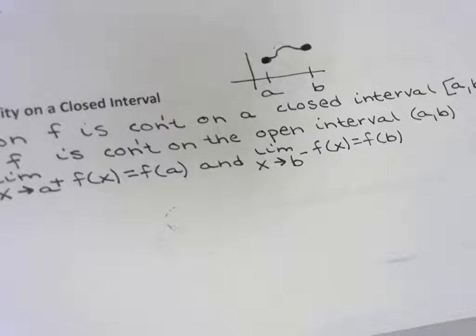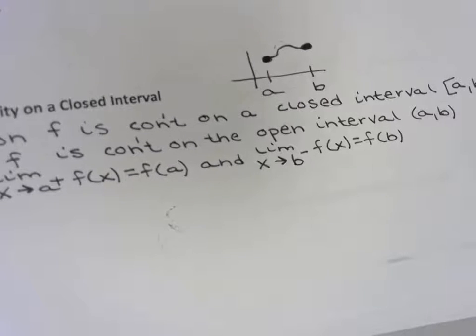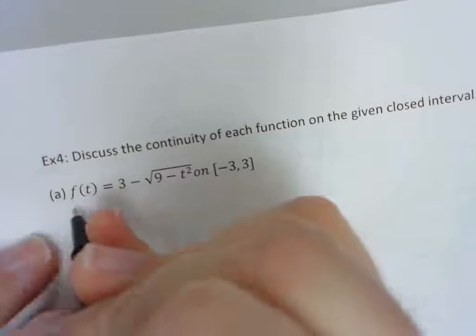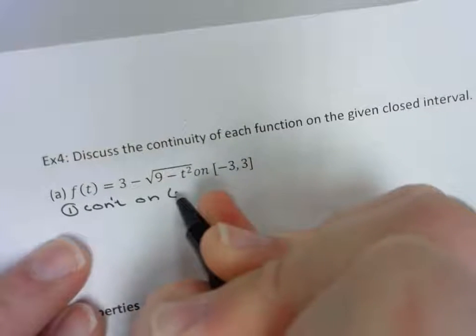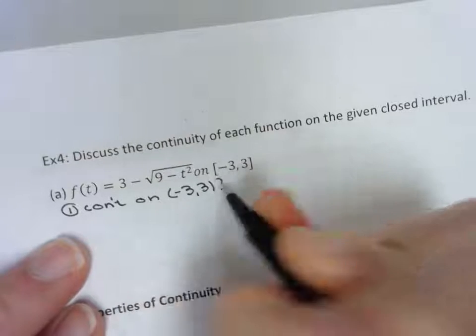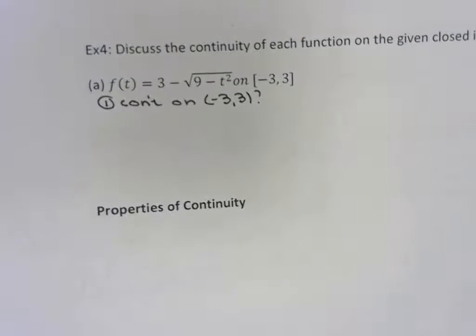Is my function continuous on the open interval (-3, 3)? So is it continuous in between the endpoints is what we're looking at. Let's go back to this example and say the first thing we need to check is that it's continuous on the open interval negative 3, 3. That's the first thing that has to be true. Is this continuous on the open interval negative 3, 3? That's the first part of the definition we have to show.